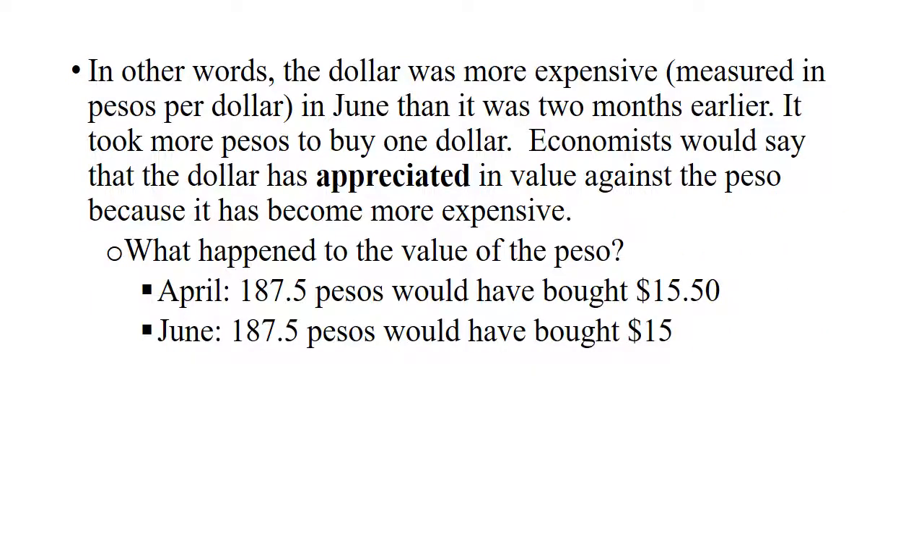I was talking last slide about the fact that the dollar has appreciated. So let's get into more depth about what that actually means. So the dollar is more expensive in terms of how many pesos it takes to buy a dollar in June than it was in April. So if the dollar buys more of a foreign currency, then it has appreciated against the currency. So you can see here that if it buys more, it appreciated, but the other good in comparison will depreciate.